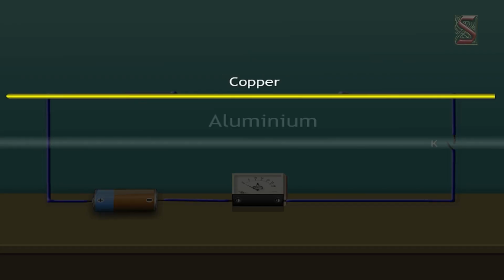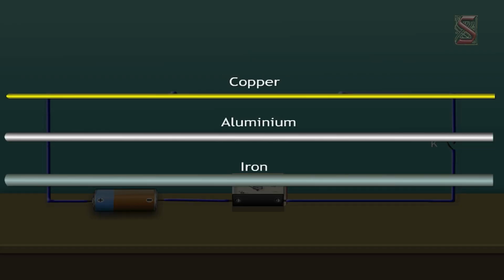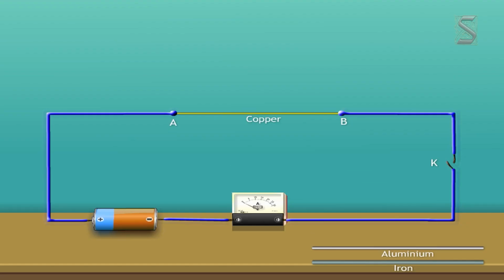Take wires of the same material and the same length but of different cross-sectional areas. Connect to a circuit. After connecting a particular wire, insert the key into the plug and note the reading of the ammeter.